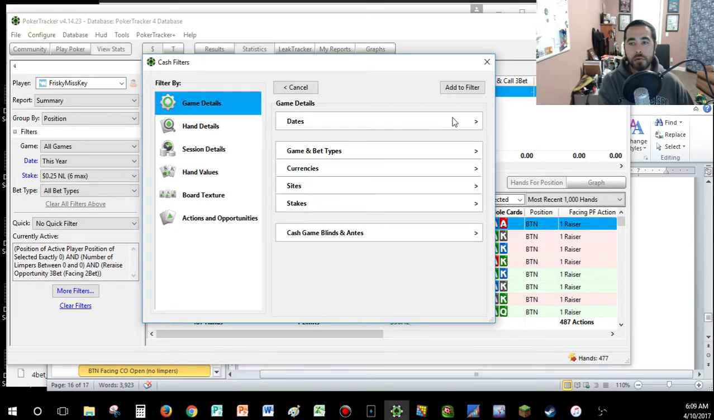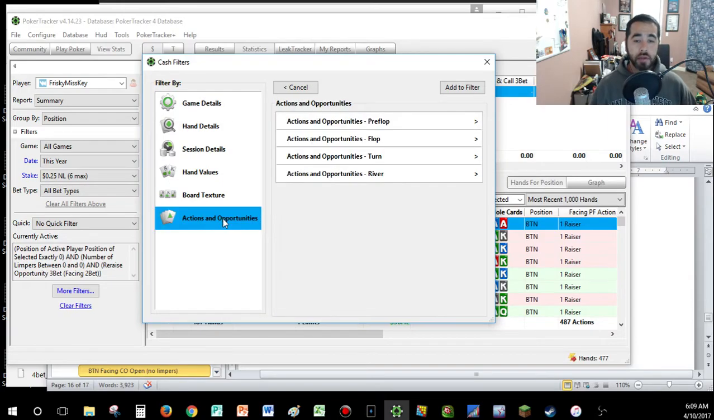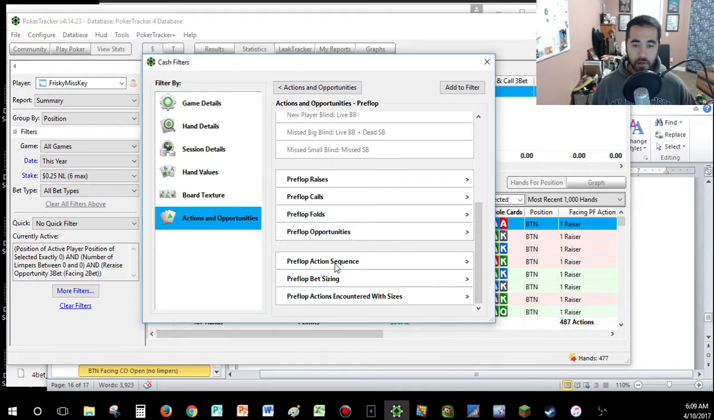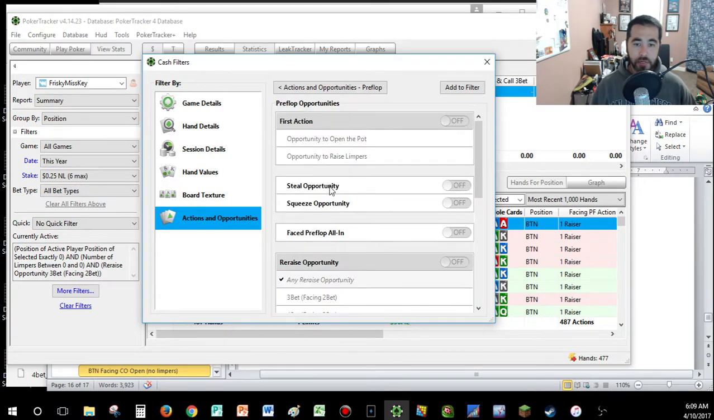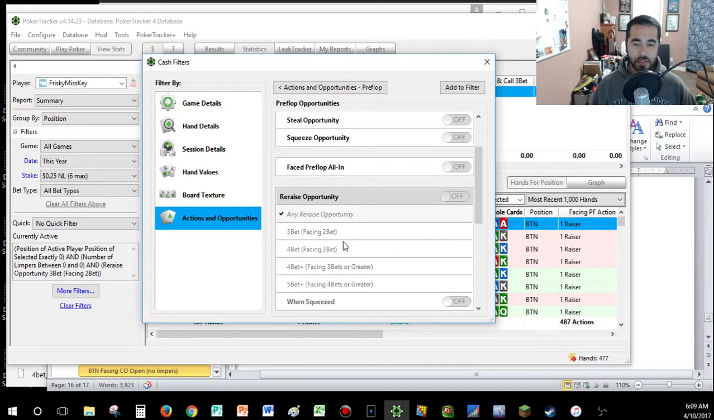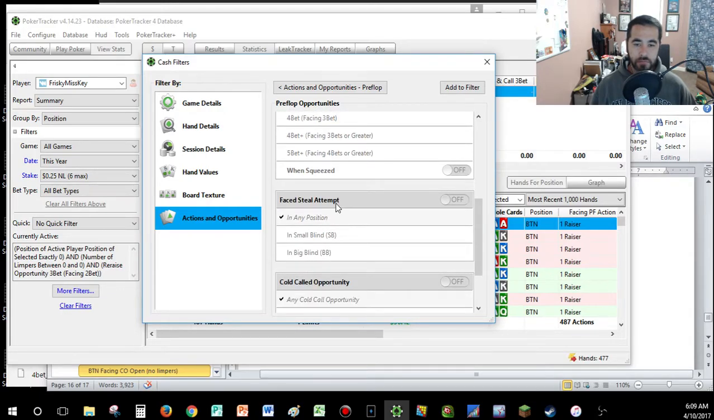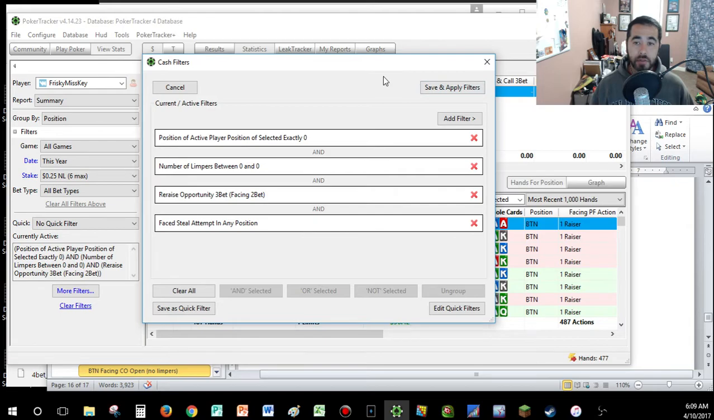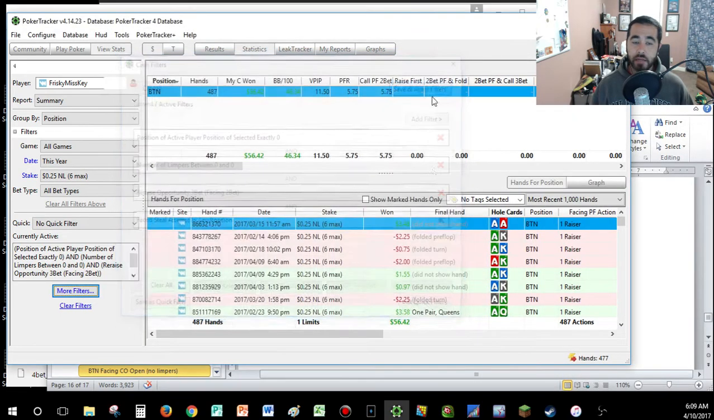Oh, in the cutoff, that makes sense because it's a re-steal opportunity. Preflop opportunities, squeeze. Facing a steal attempt, right? Because the cutoff is a steal position. We're on the button, so we're facing a steal attempt. We're not in the blind. Yeah, so faced on the button right here. Shebang. Let's see what this does. So we had 487 hands.